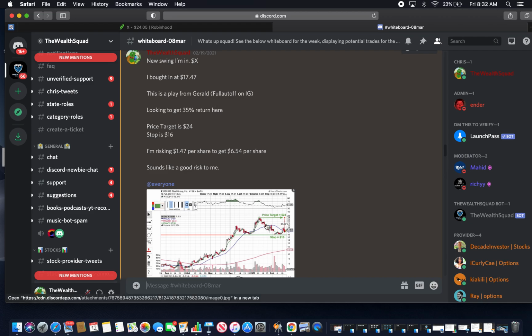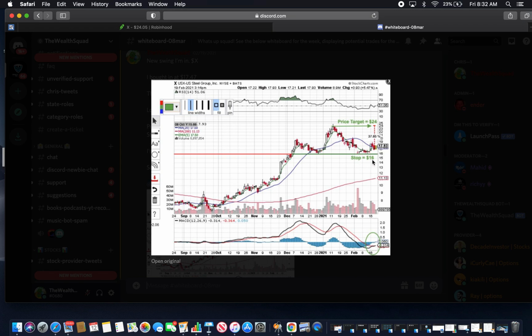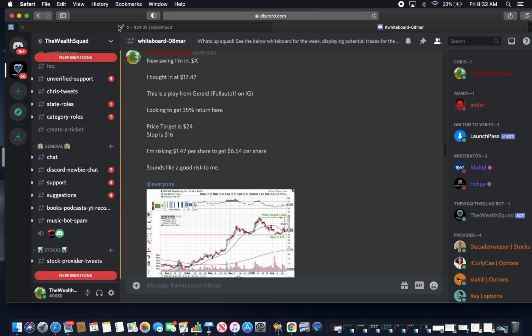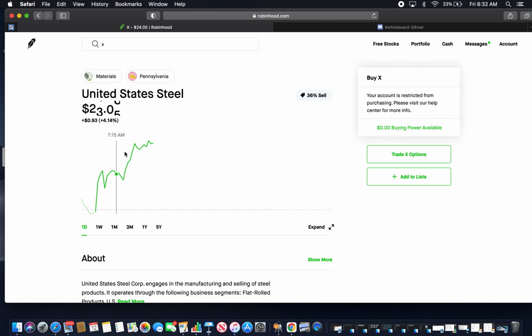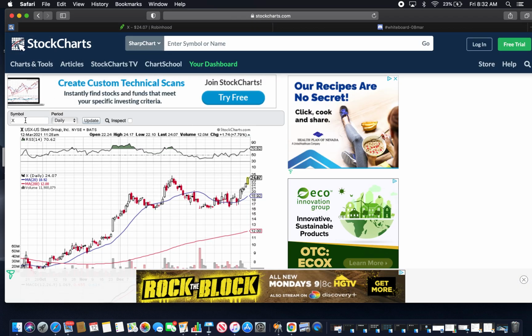and then this is the chart as of that day. Right, so we were buying at $17 and some change. The price target was $24. The price target for X just hit, so X is now at 24.05. Right, it could keep running, but I'm getting out of this position. So let's go look at this chart.